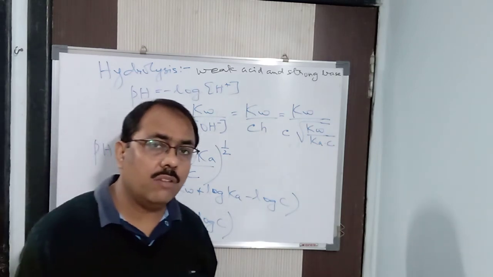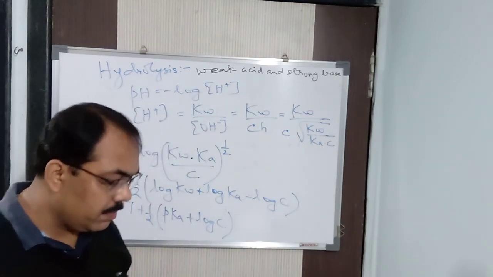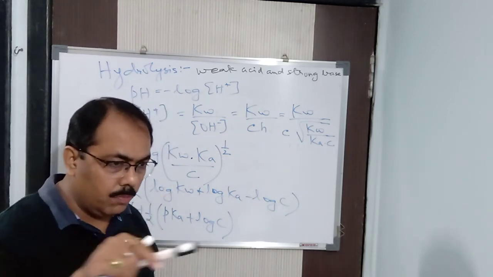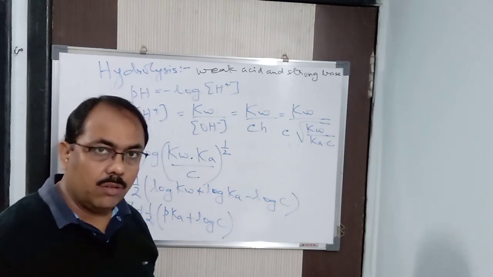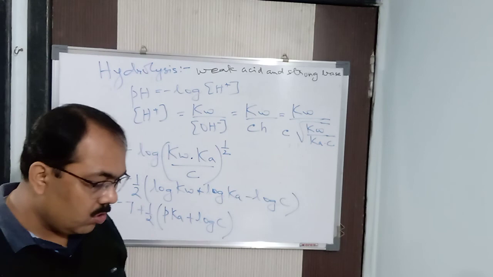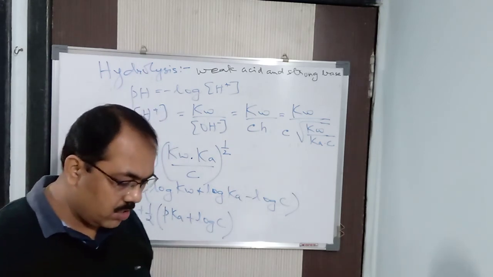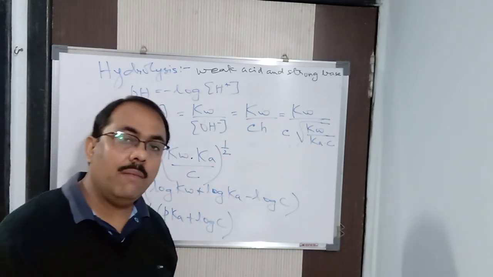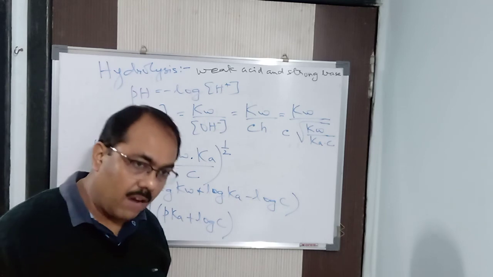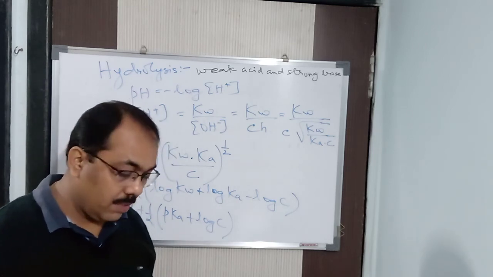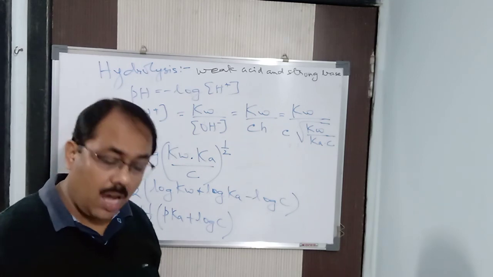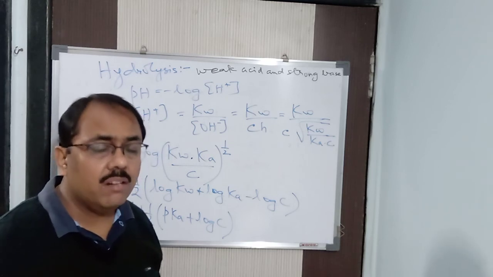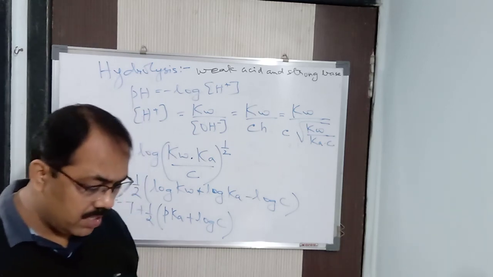Now the last category is salt of weak acid and weak base. In this, Kh is equal to Kw by Ka into Kb, with Ka into Kb both in the denominator, and h is equal to root over Kh. pH is equal to half within bracket pKw plus pKa minus pKb, or pH is equal to 7 plus half within bracket pKa minus pKb. Again I repeat, pH is equal to 7 plus half within bracket pKa minus pKb.